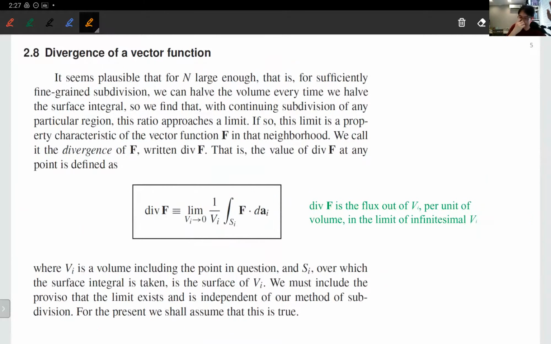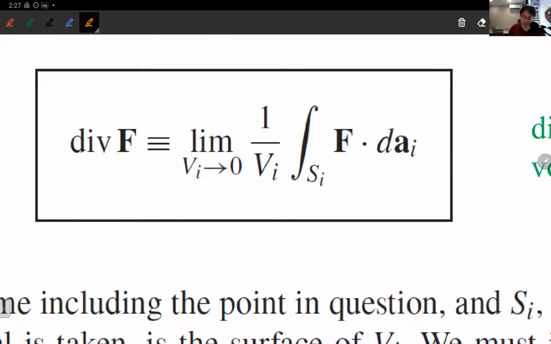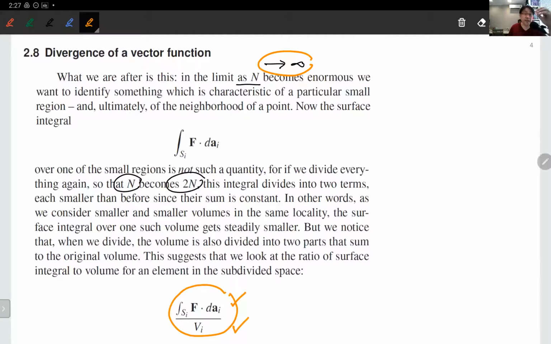So when you take the volume to be super small, which is equivalent to n going to infinity, what you want is to take the limit. Let's stare at this expression a bit. When you take n to be huge, the volume of each piece gets so small. Oh, the volume is in the denominator. So because we are interested in this.